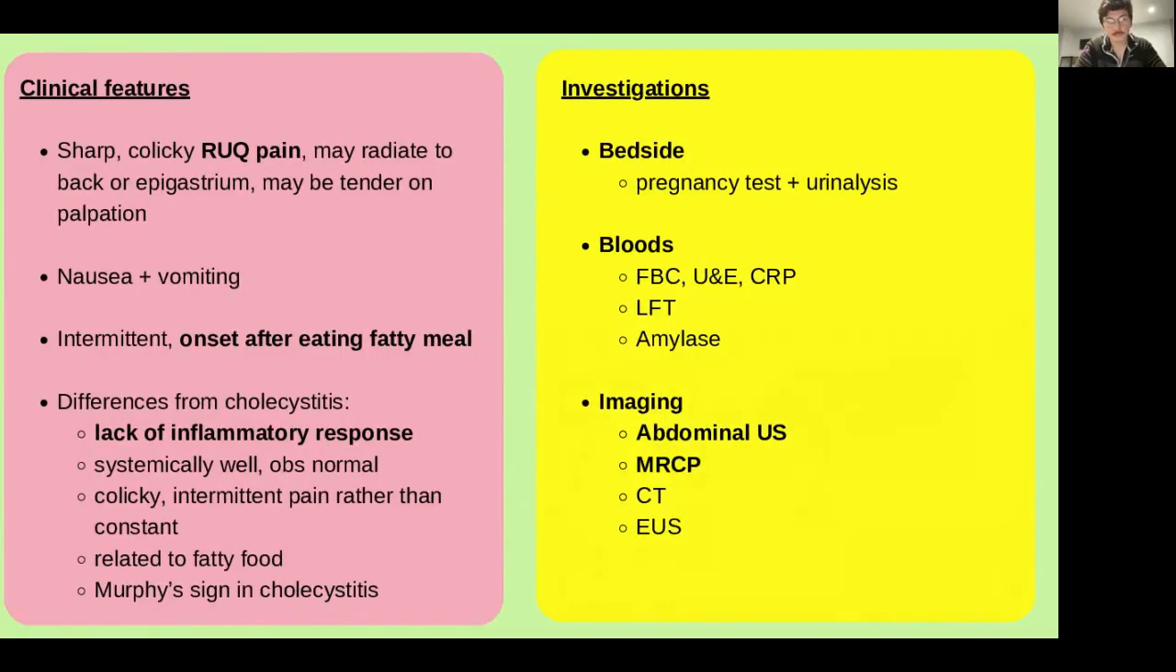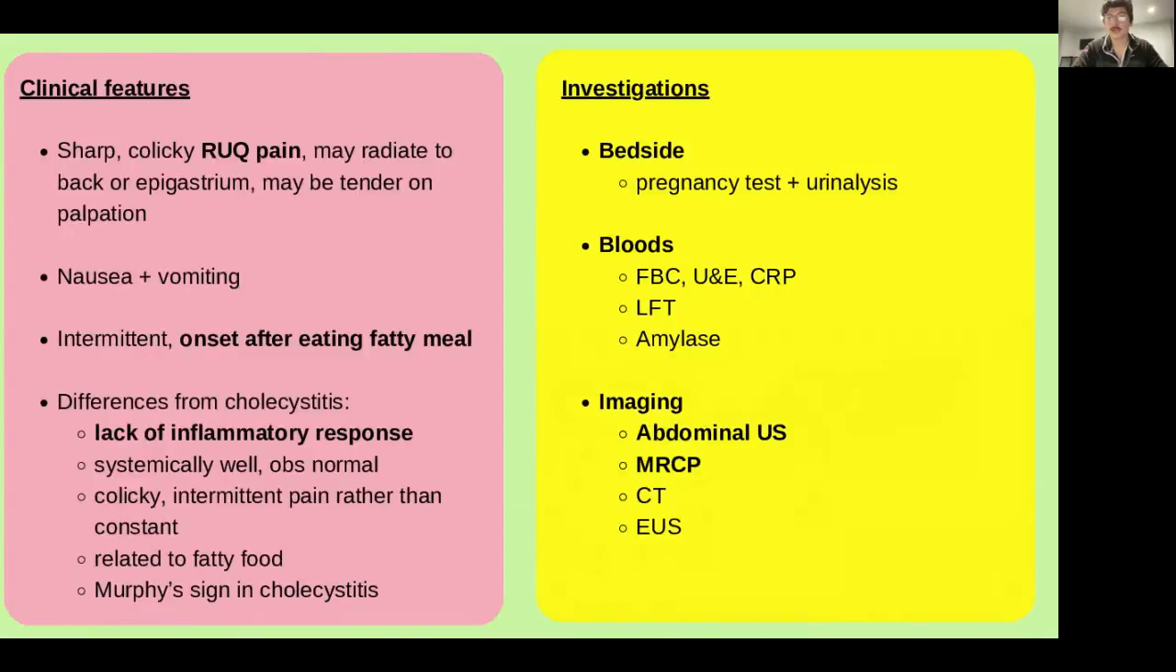You might also see nausea and vomiting. And the key difference from cholecystitis is the lack of an inflammatory response. So systemically, these patients are well. Their inflammatory markers, so the white cells, CRP, are normal. They won't have a fever. The pain will be intermittent rather than constant. It will settle with analgesia, related to fatty food, as I've talked about. And in cholecystitis, you'll see the Murphy sign, which we'll also come on to in a little bit.